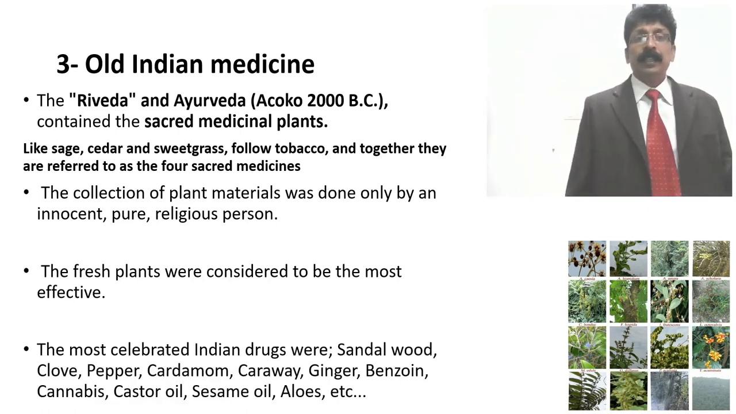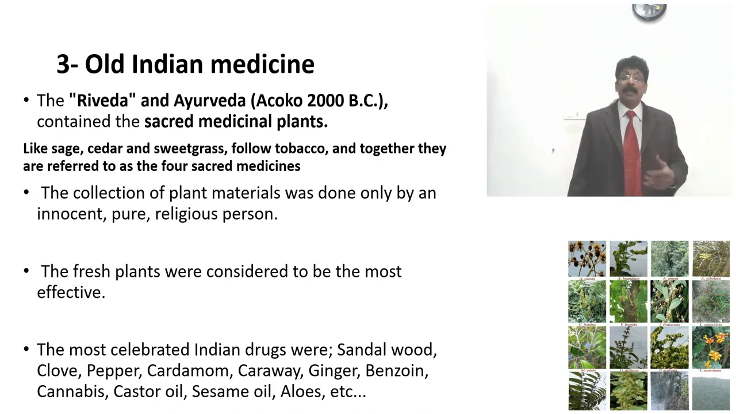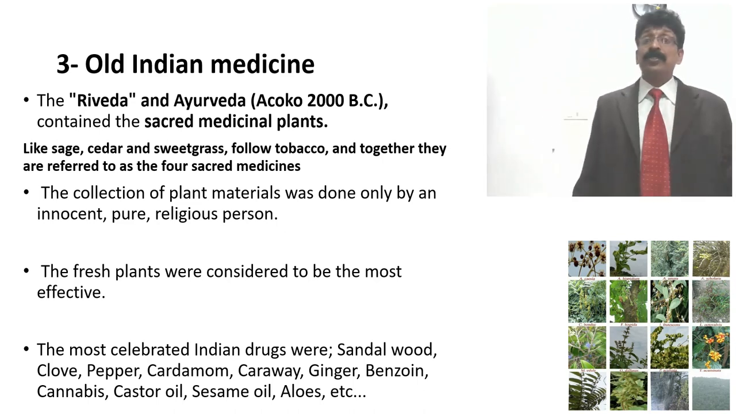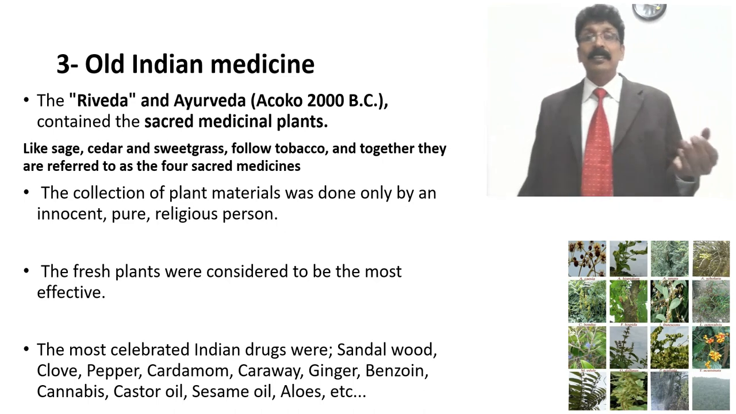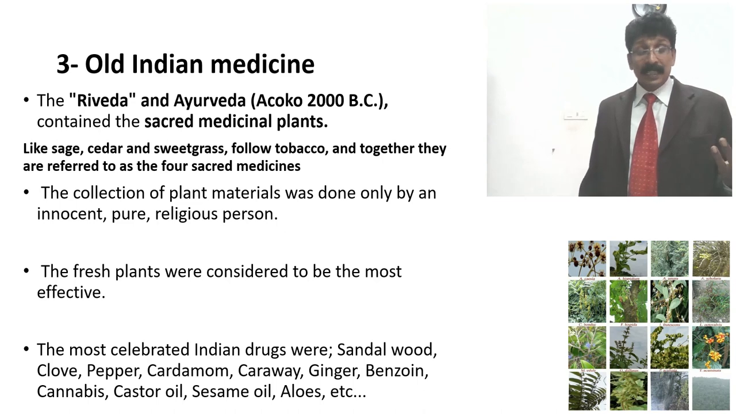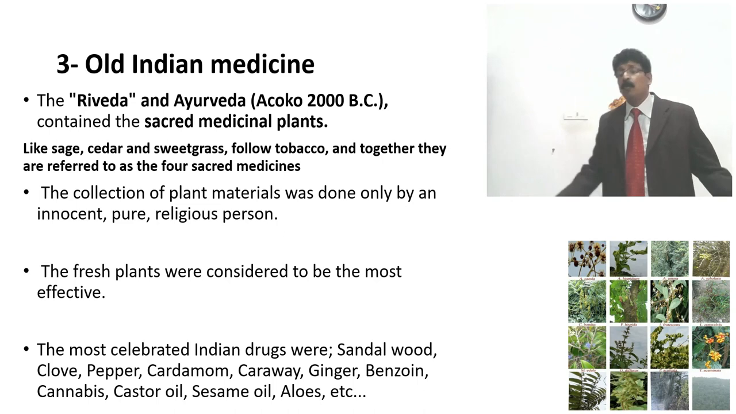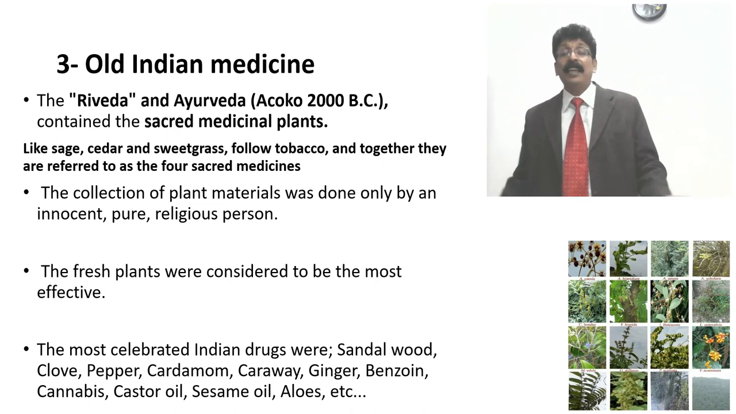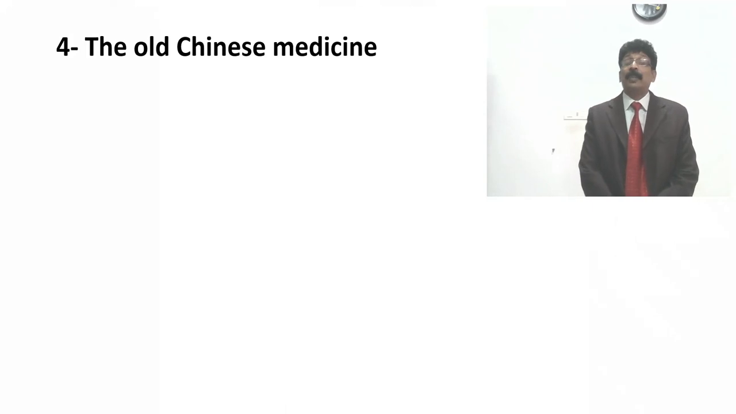The most celebrated Indian drugs according to the Rig Veda were sandalwood, clove, pepper, which we are also using now, cardamom, caraway, ginger, benzoin, cannabis, castor oil, sesame oil, aloes. If I want to describe the Indian drugs and Indian crude drugs, I cannot finish within an hour. It would take many days. There are millions of medicinal plants, and research is still needed.